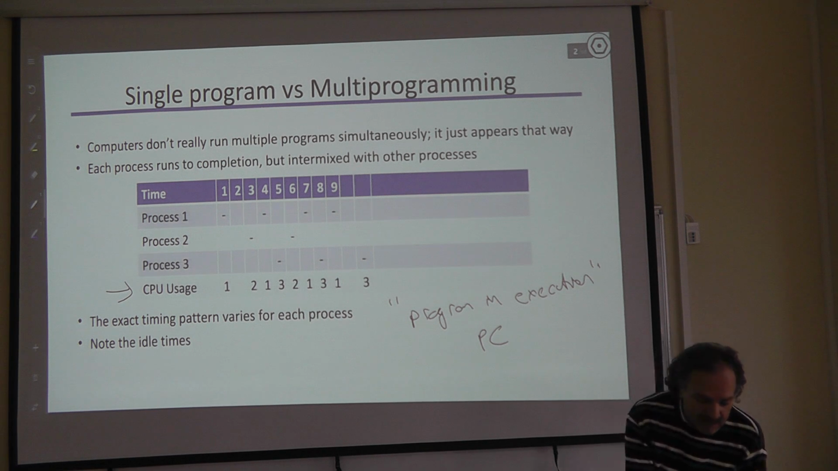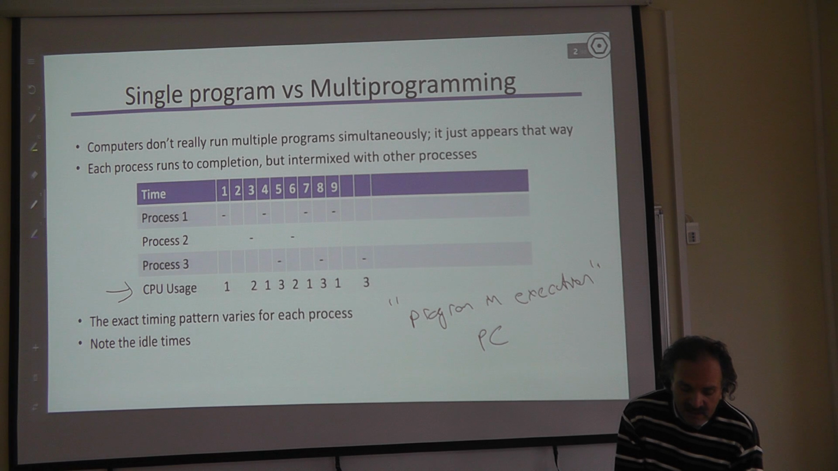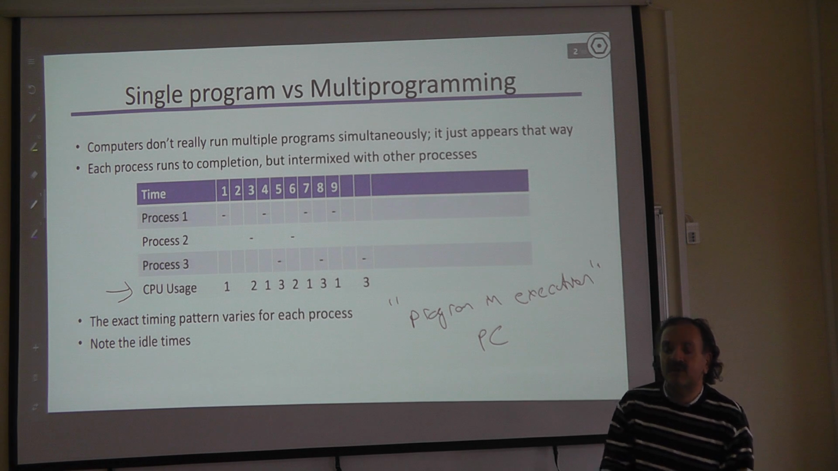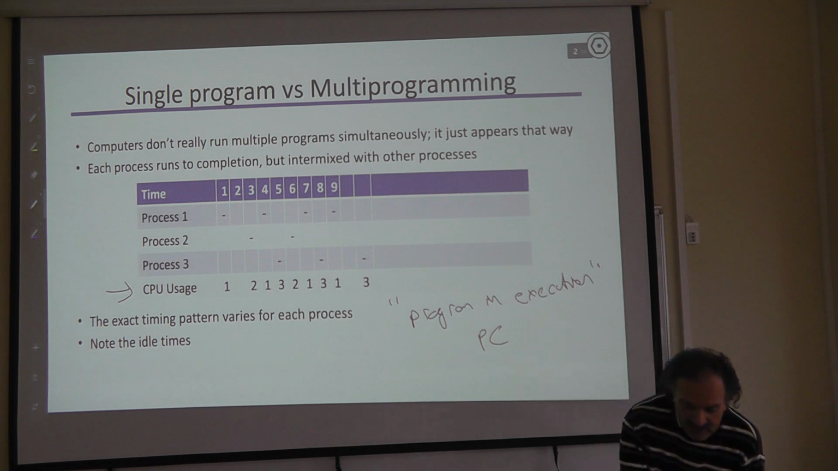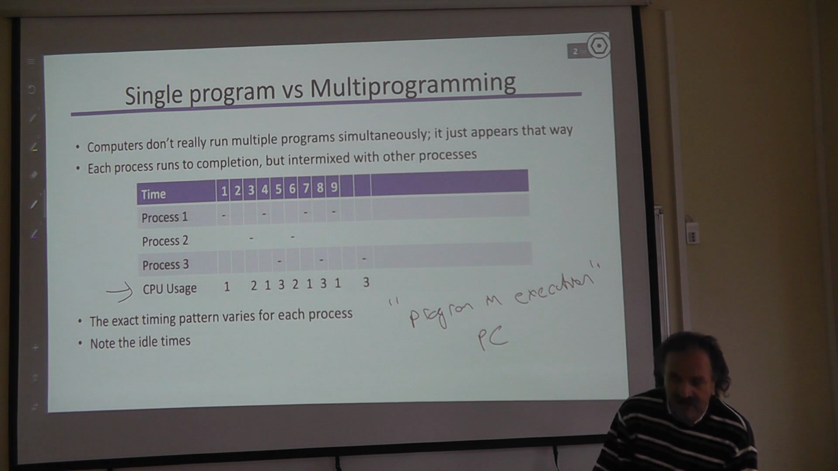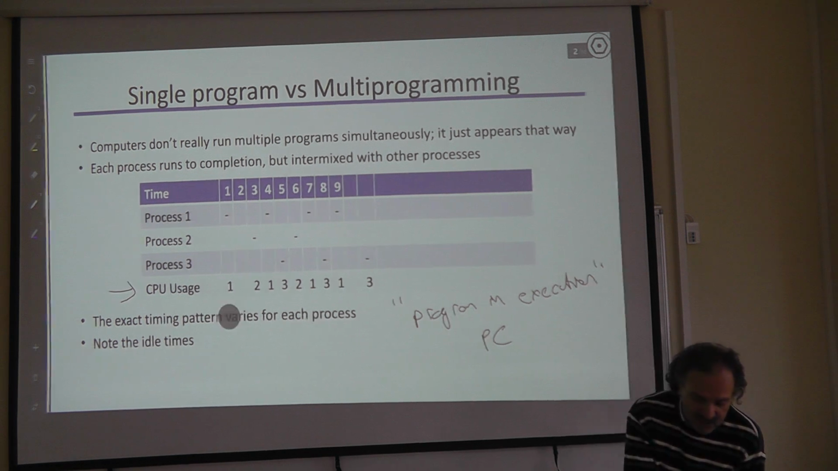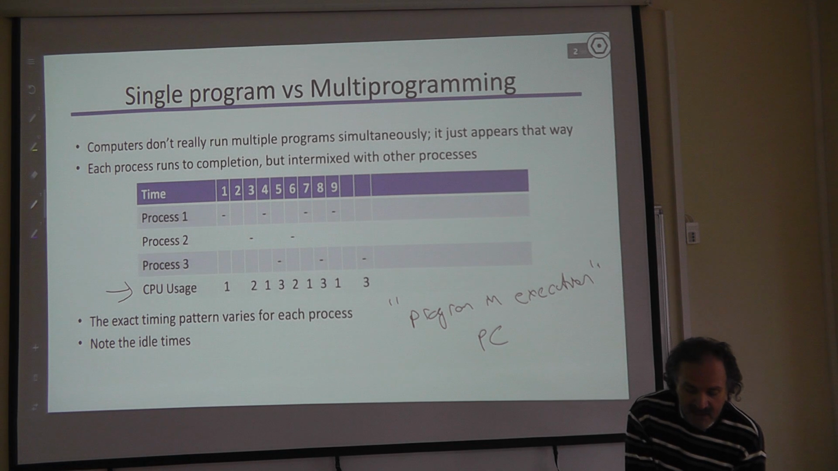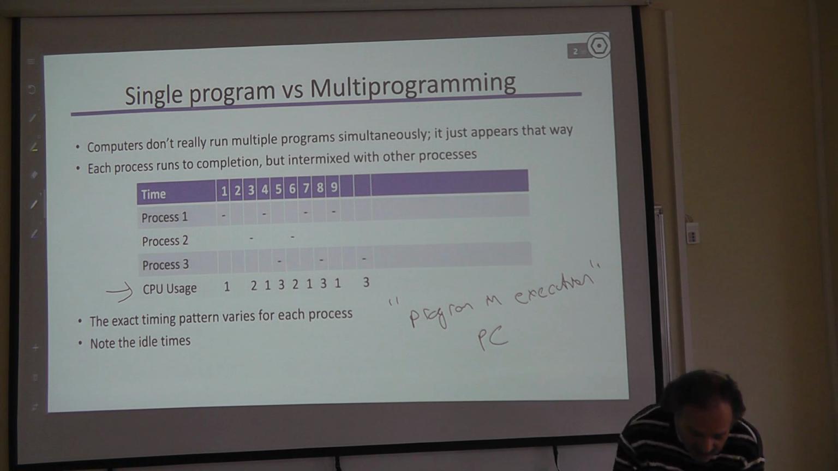So exact time pattern varies for each process. I mean, nobody can know what kind of sequence this CPU will follow. It is very difficult to know: 1, 2, 1, 3, or 1, 3, 1, 1, etc. So we would not know. It is a very complicated thing. It depends on the scheduling. It depends on how frequently the processes are blocking. Okay. There are idle times too.